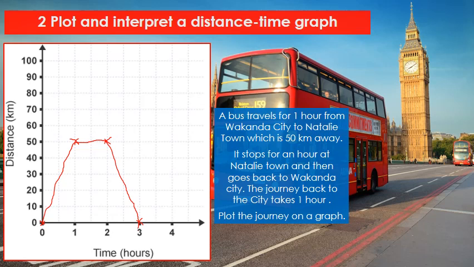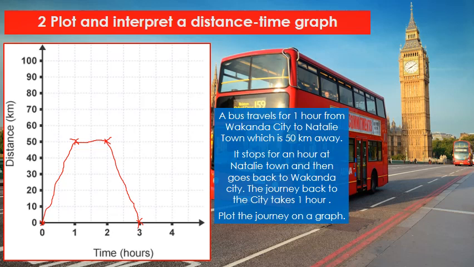And then we are told that it stops for an hour at Natalie Town and goes back to Wakanda. So it stops for an hour. From here to here, the bus was stopping. So the distance is not going to change because it was at the same place. And then we are told that the bus goes back to Wakanda City. The journey takes 1 hour. So from here, it goes back to Wakanda City. From here, this is Wakanda City, right?